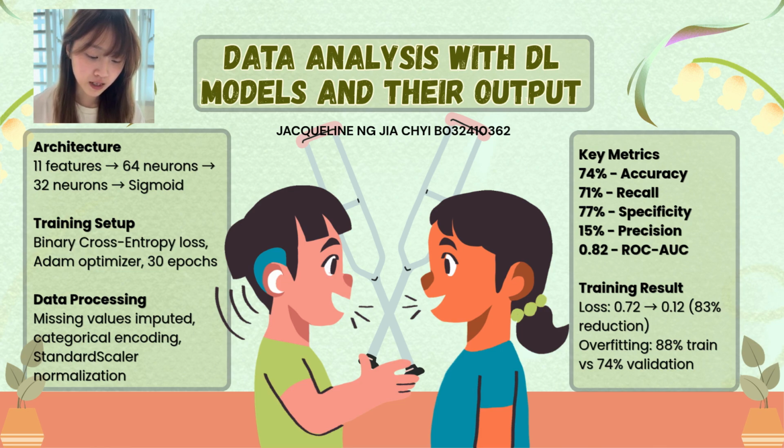Specificity is 77% and ROC/AUC is 0.82, indicating good discrimination ability. However, precision is only 15%, meaning we have many false positives. We also observe overfitting. Training accuracy reached 88%, but validation accuracy was only 74%.